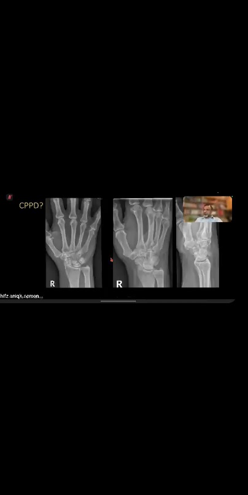Okay, so have a look at this one. You can see that there is reduced radioscaphoid distance and no calcification. Can't see any, a little bit of widening of the scapholunate distance, but no calcification at all. So it is just osteoarthritis, no signs elsewhere.